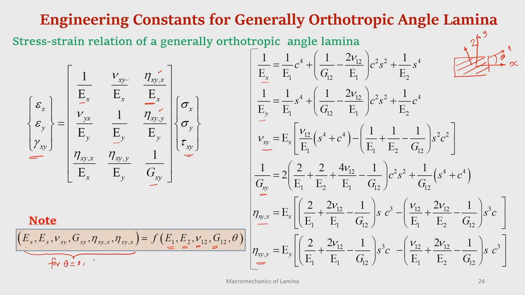For theta equal to 0, E x will be E 1, E y will be E 2, nu x y will be nu 1 2, G x y will be G 1 2, nu x y x is equal to 0, also nu x y y equal to 0. Okay? So, basically for an orthotropic lamina, we need 4 independent elastic constants, and there are 4 engineering constants. Okay, thank you. I will continue in the next class.